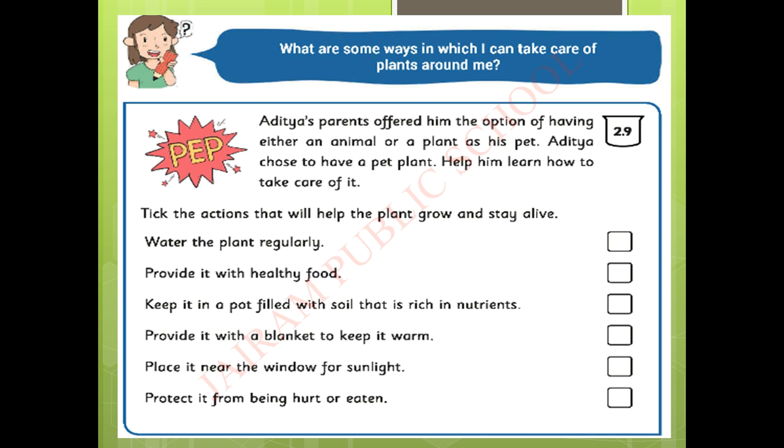First, water the plants regularly. Yes, of course, we must water the plants regularly. So the answer is correct. Provide it with healthy food. Do we want to give food to the plant? No, it's wrong because the plant prepares its own food.